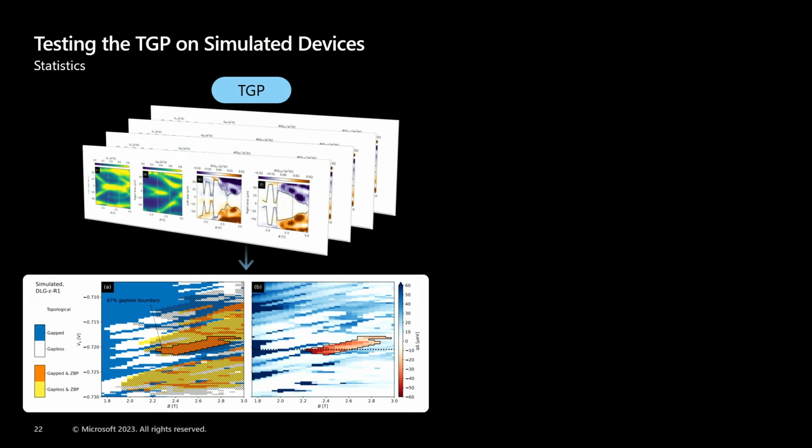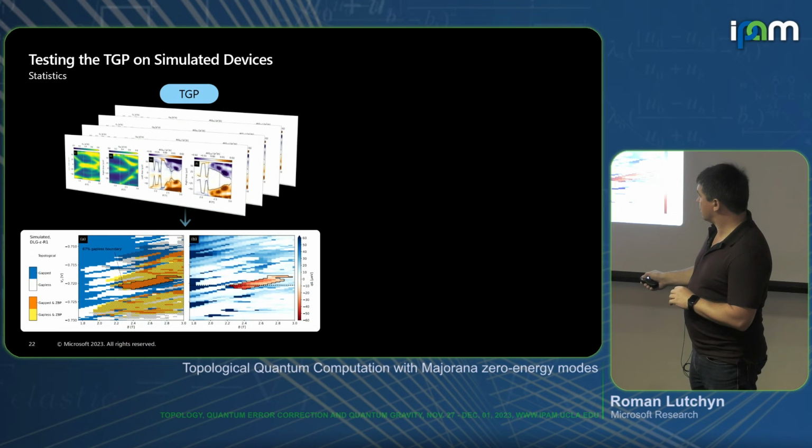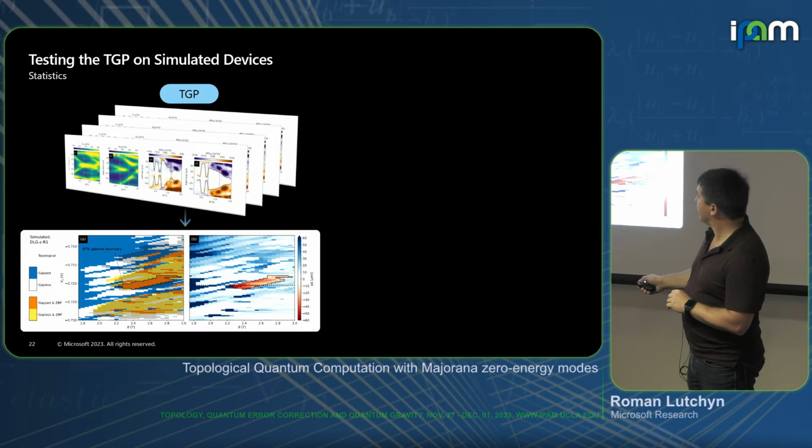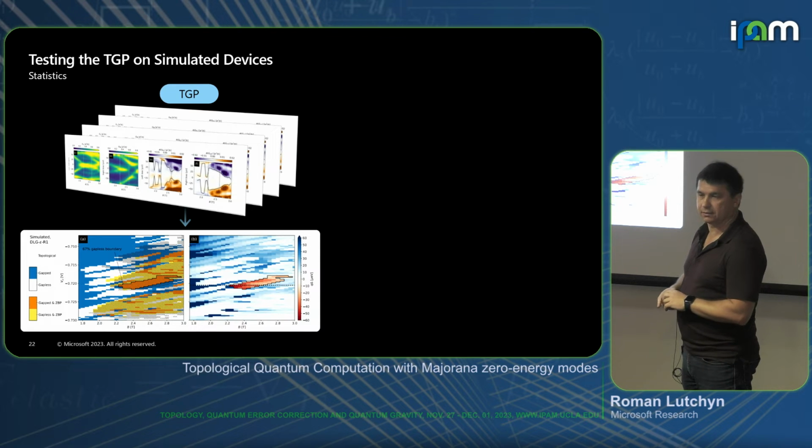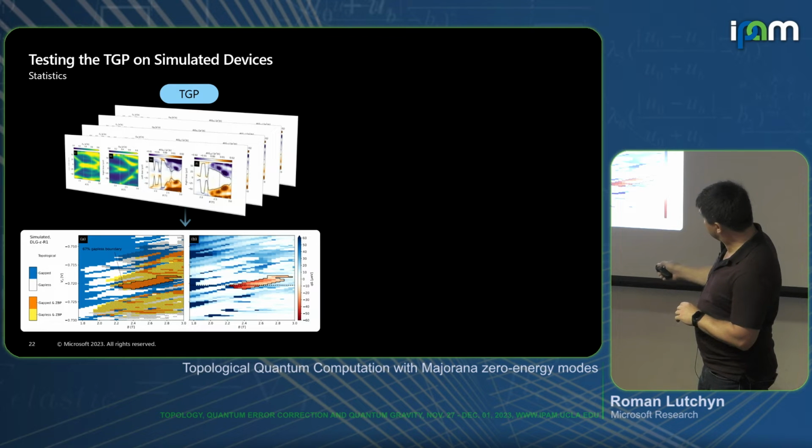This is a very important map, so I want to spend time discussing it. The blue color is gapped phase. White color is gapless phase. The orange color is the gapped phase which has stable zero bias peaks. And the yellow color is gapless, but still has zero bias peaks. So the region of interest is this gapped phase with zero bias peaks.